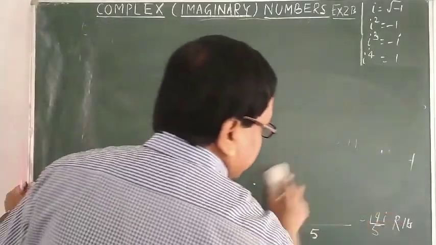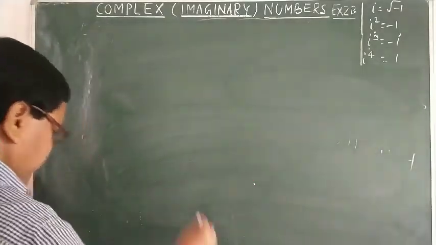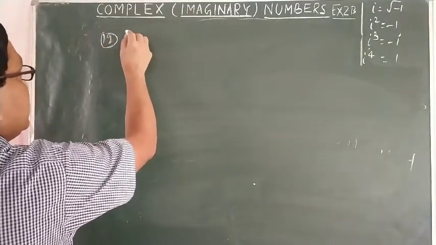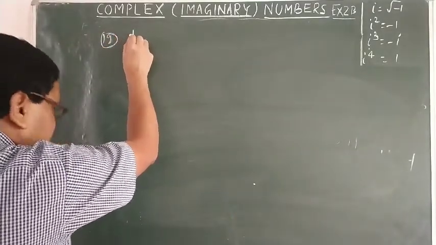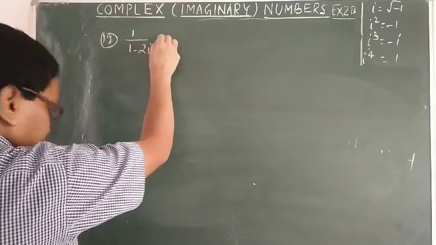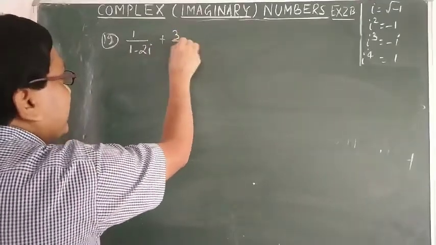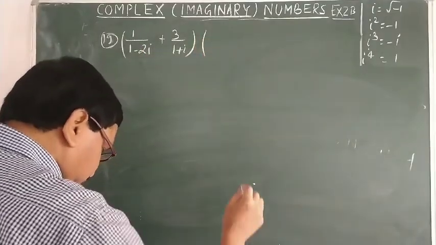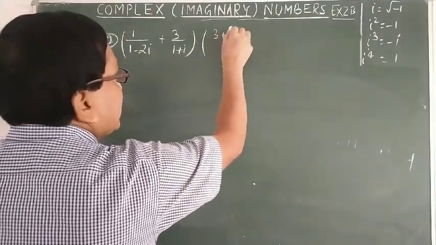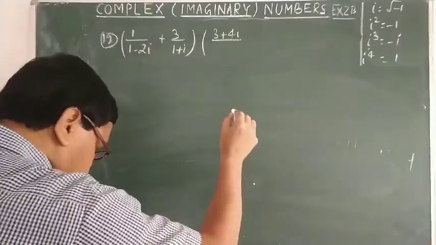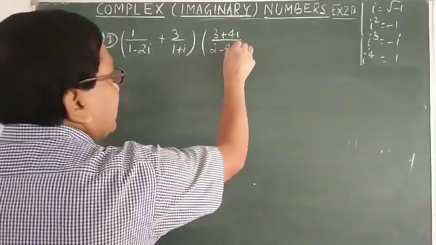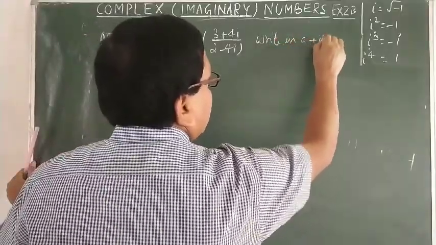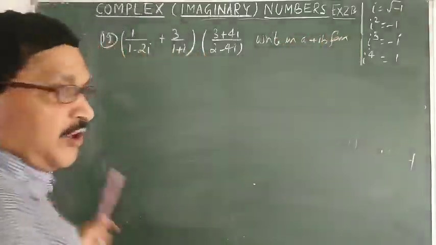Now students, there is a big question, number 19. Usually this is a very important problem. This is 1 by 1 minus 2i plus 3 by 1 plus i, multiplied by 3 plus 4i by 2 minus 4i. Write in a plus ib form. This is a long question, students.